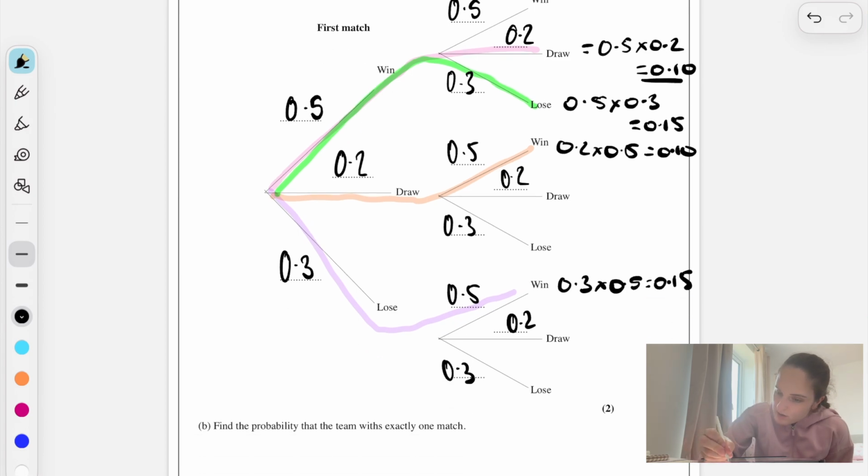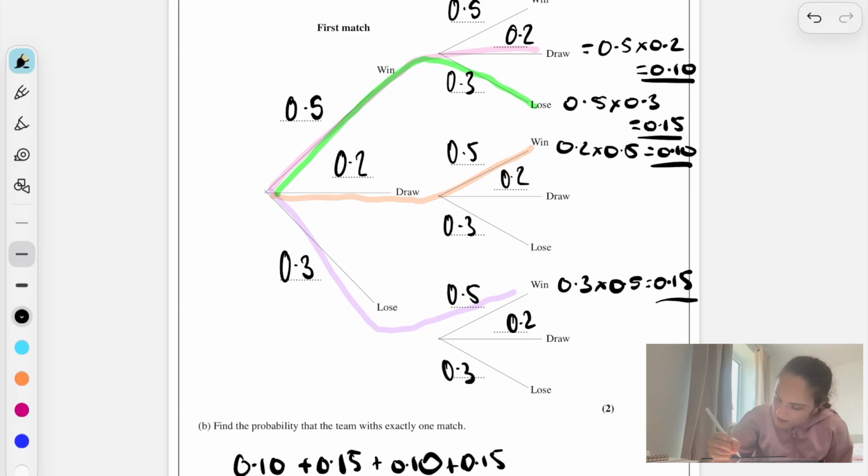So what we're going to do here is we're going to add up each of these outcomes. So we have 0.10 plus 0.15 plus 0.10 plus 0.15. So that ends up being 0.5. So probability of winning exactly one match is going to be 0.5.